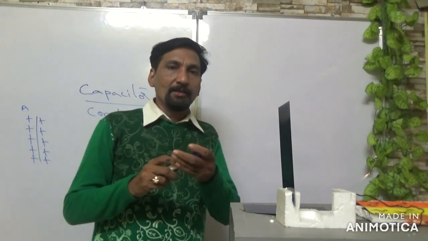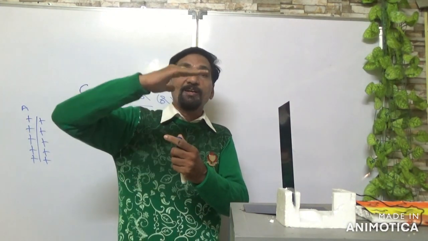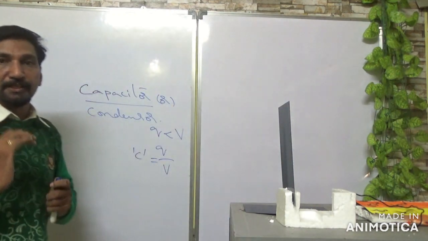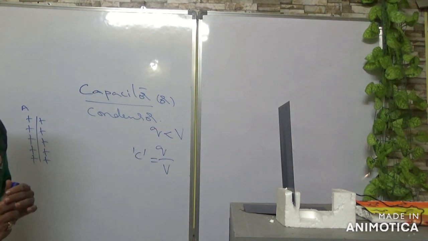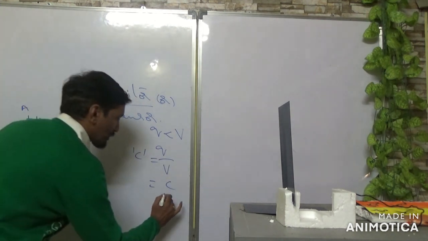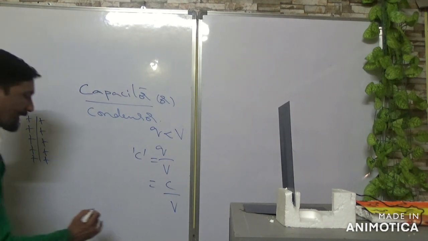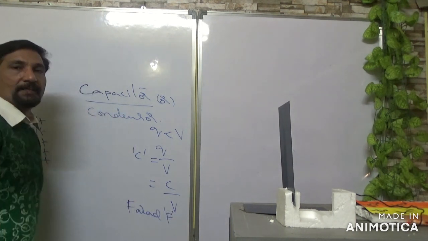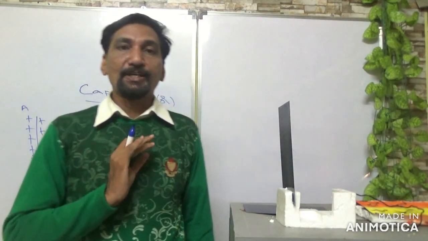Just like you take one glass and pour some water, the moment you pour water, the water level will increase. Similarly, the more charge you give to your body, its potential also increases. That ratio is called capacitance. Charge units are coulomb, and potential units are volt. So coulomb per volt is also taken as farad, denoted by the letter F. Remember, farad is the unit of capacitance.